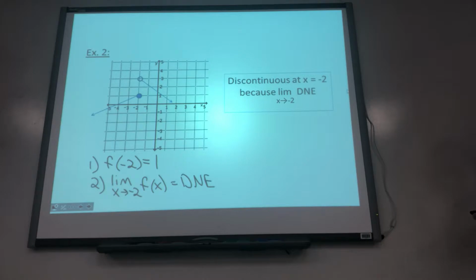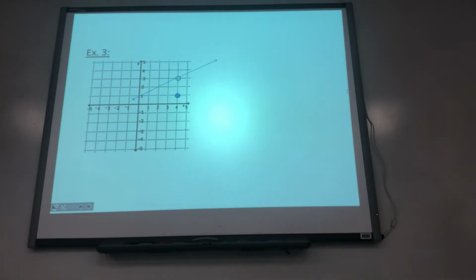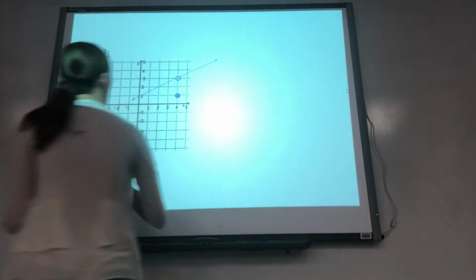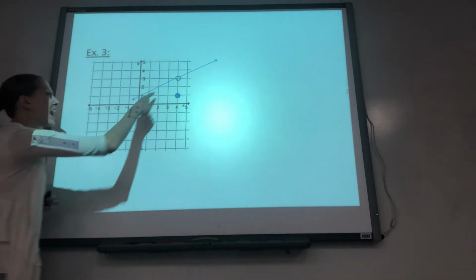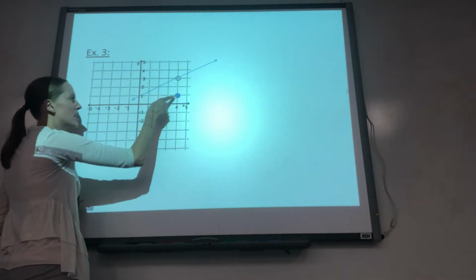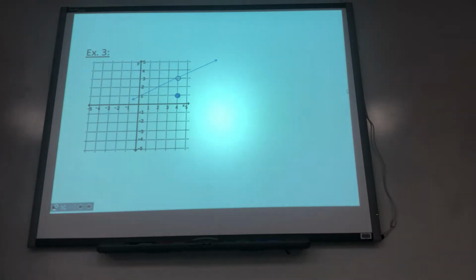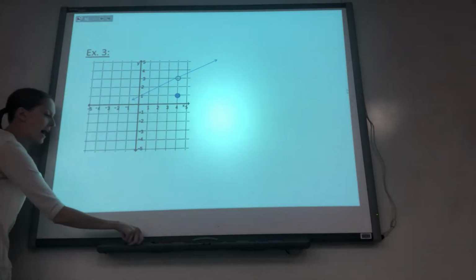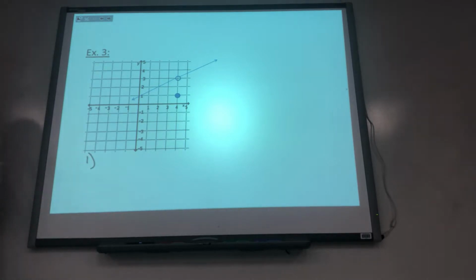Okay, stop me if you have questions. I'm going to keep on rolling here. This is number 3. And, okay, there's a line. I've got a hole right here. Right under it, though, there's a point. So again, let me run through what I'm thinking in my head for each condition.